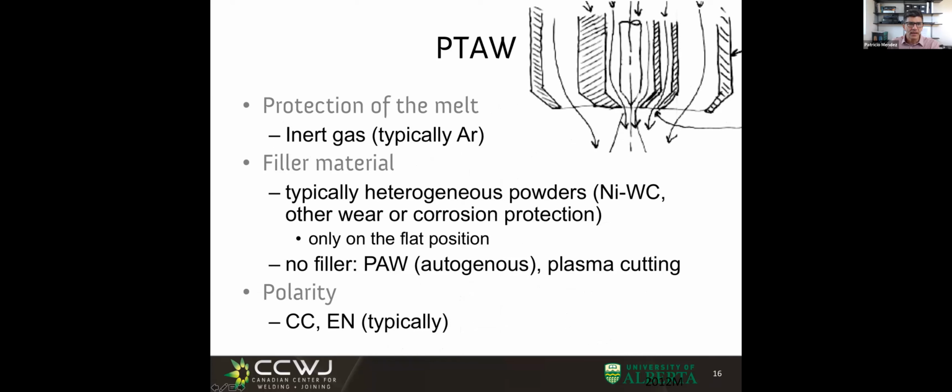So for PTA, shielding is an inert gas, typically argon, just like in TIG. Filler material, typically heterogeneous, as we discussed, or corrosion protection. If we have no filler, it is what we call plasma arc welding, right? And if we crank up the current too much, it becomes plasma cutting. All the same thing. The polarity of PTA is much the same polarity we have seen in TIG, typically constant current electrode negative.